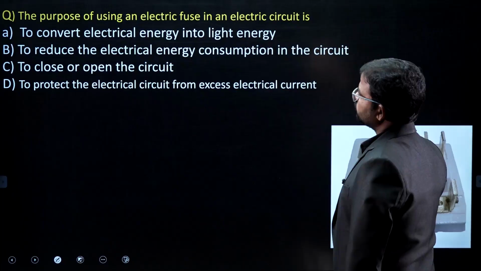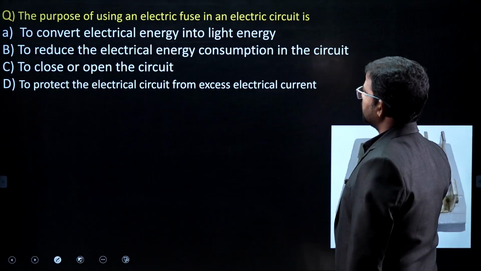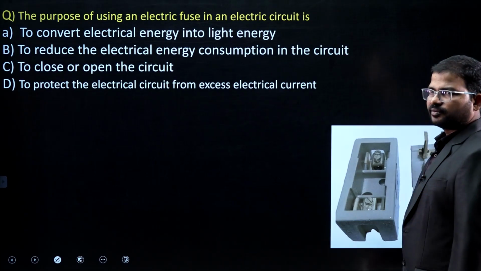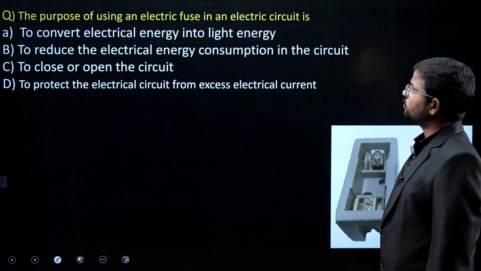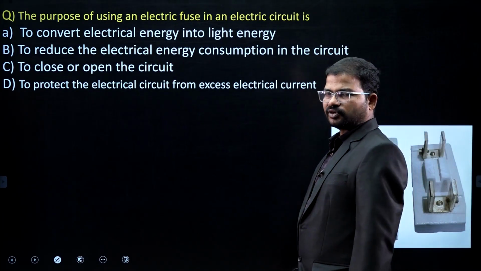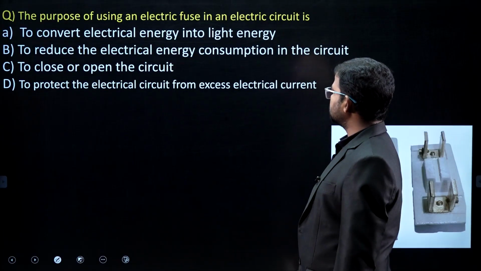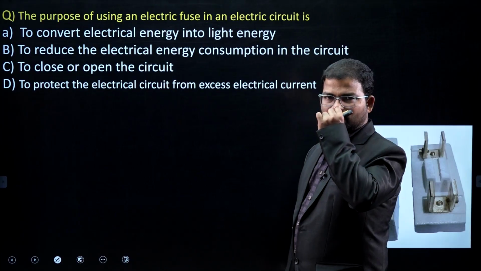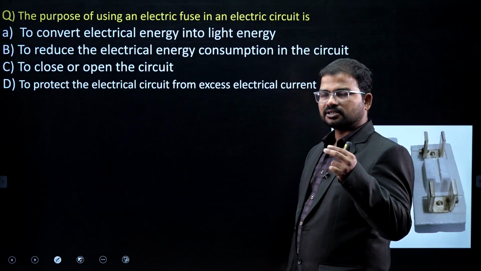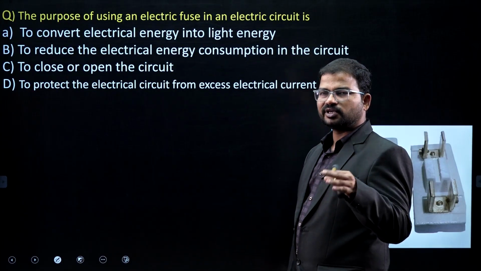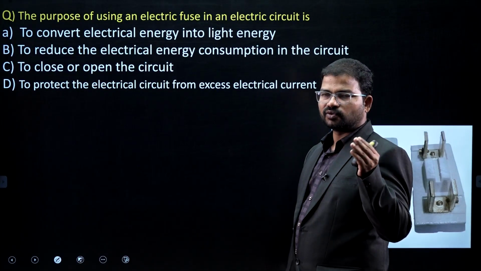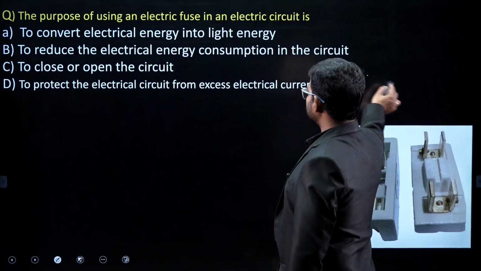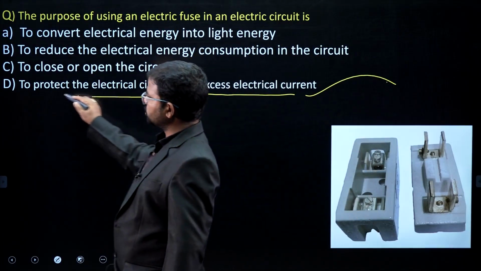Next, the purpose of using an electric fuse in an electric circuit. In an electric circuit, we mostly use an electric fuse. Suppose you get an excess amount of electrical current in a domestic point of view, then what will happen? Most of the electronic gadgets will collapse. That's why, to overcome this, we have to use electrical fuse wire. So the correct answer is option D only.